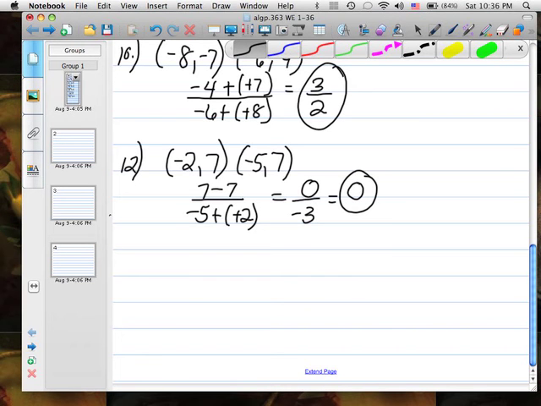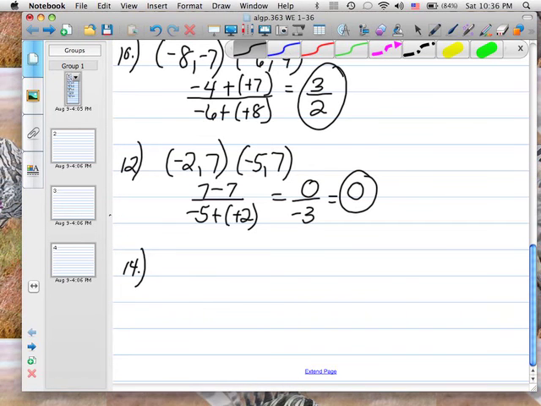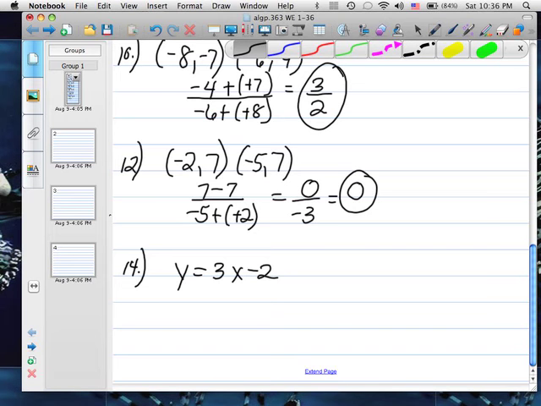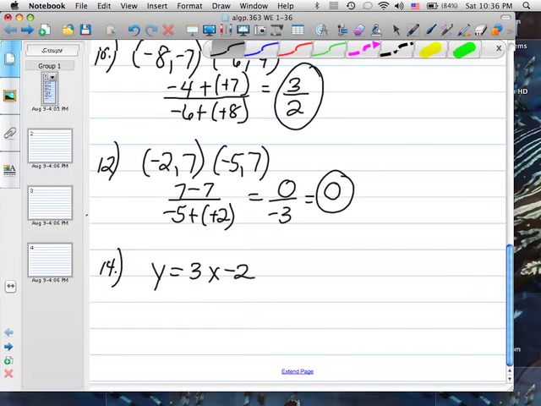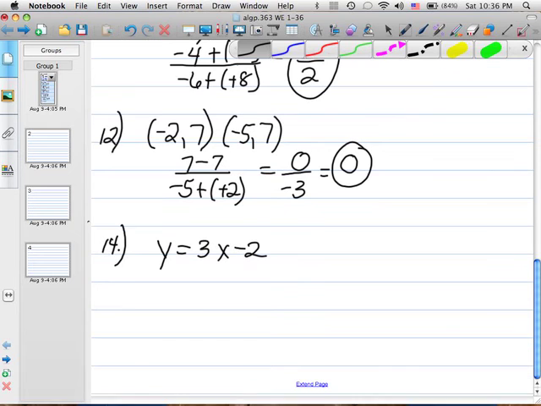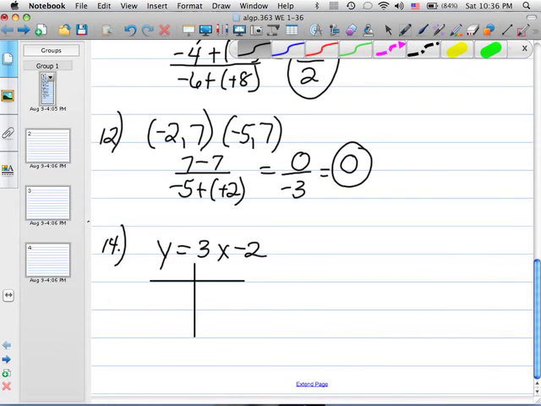Numbers 13 through 24, we have to find the slope of each line. If the line has no slope, say so. In all of these problems, we're going to have to find 2 ordered pairs. They don't give us the ordered pairs, so we're going to set up a little chart to do that. So we need to find 2 ordered pairs that work.